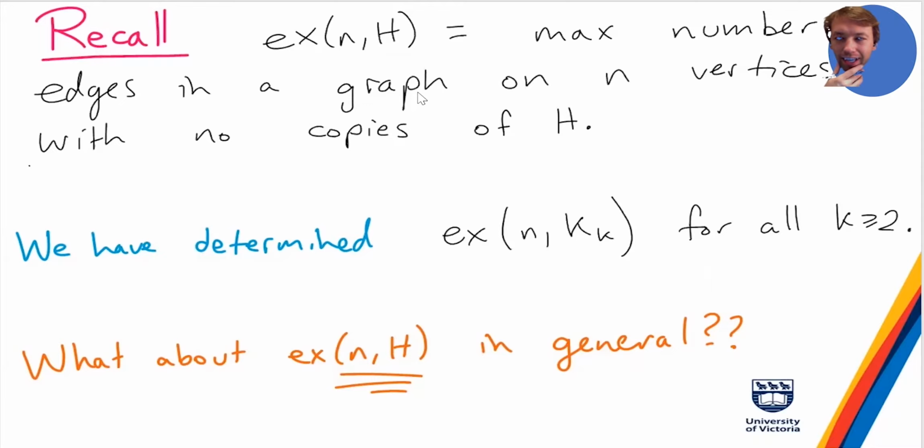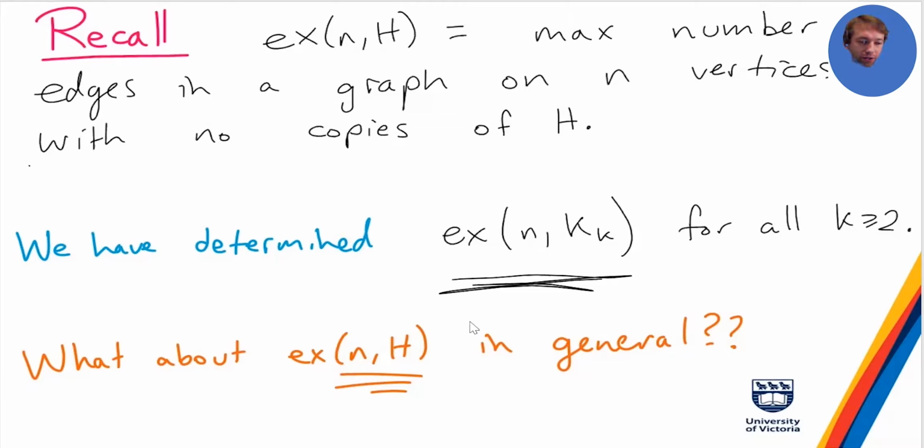Yeah, so Ex(n, H), remember, is the maximum number of edges in a graph on n vertices which doesn't have any copies of H, meaning it doesn't have a subgraph isomorphic to H. So far, we determined this quantity when H is a complete graph.